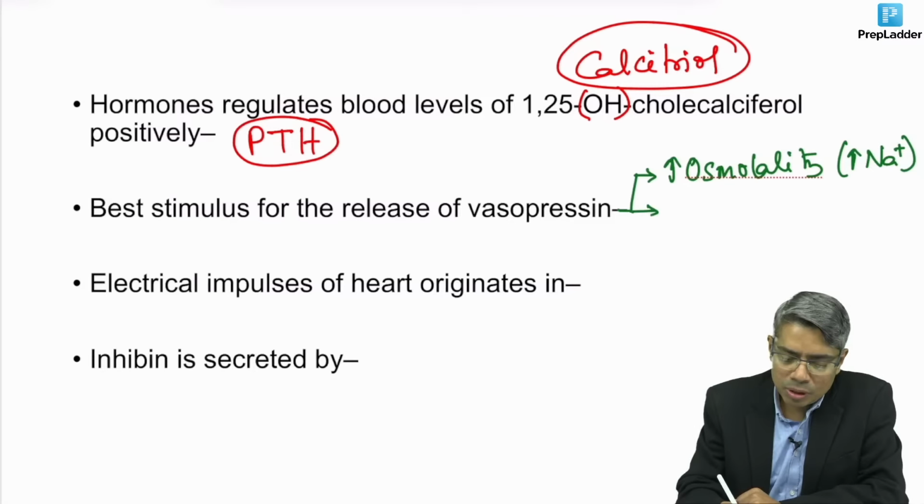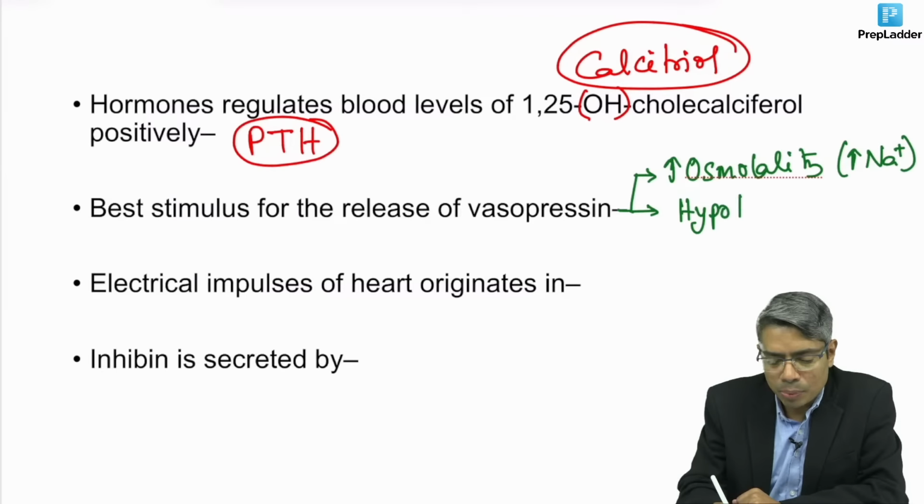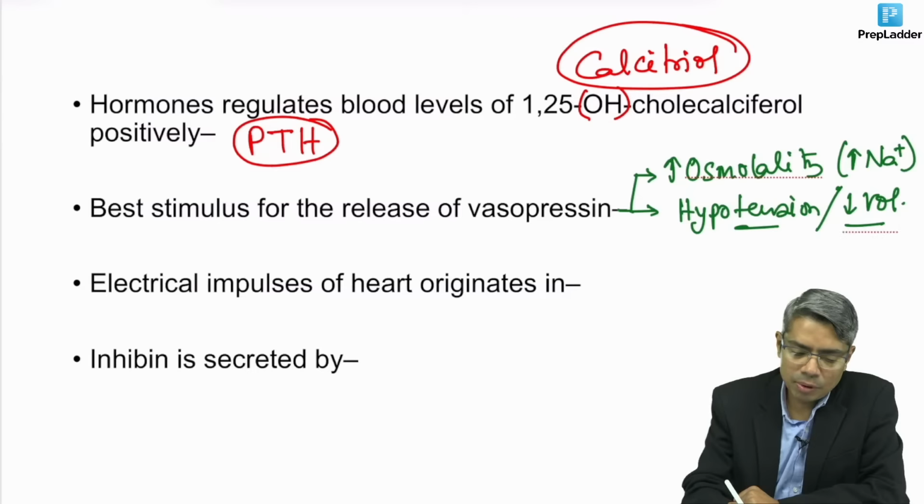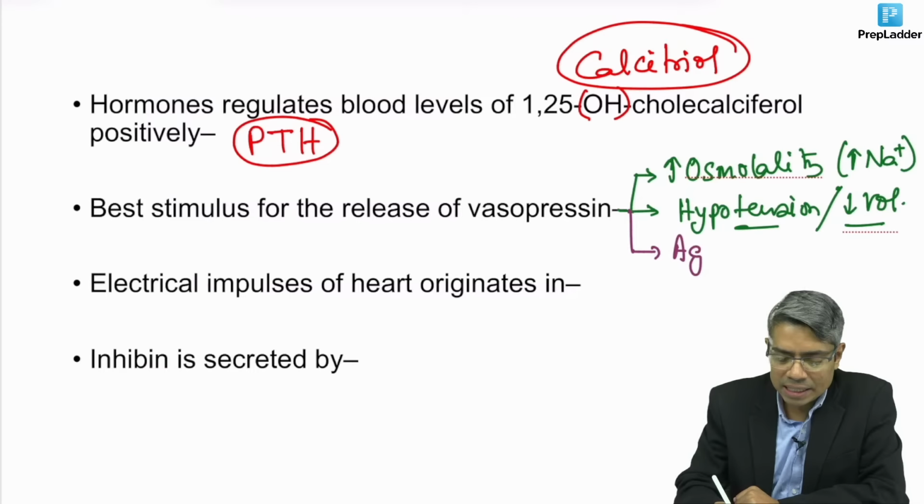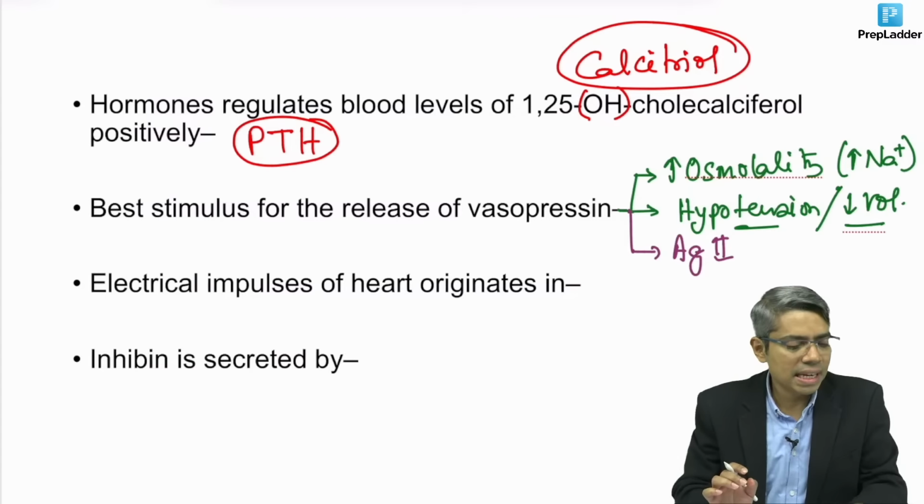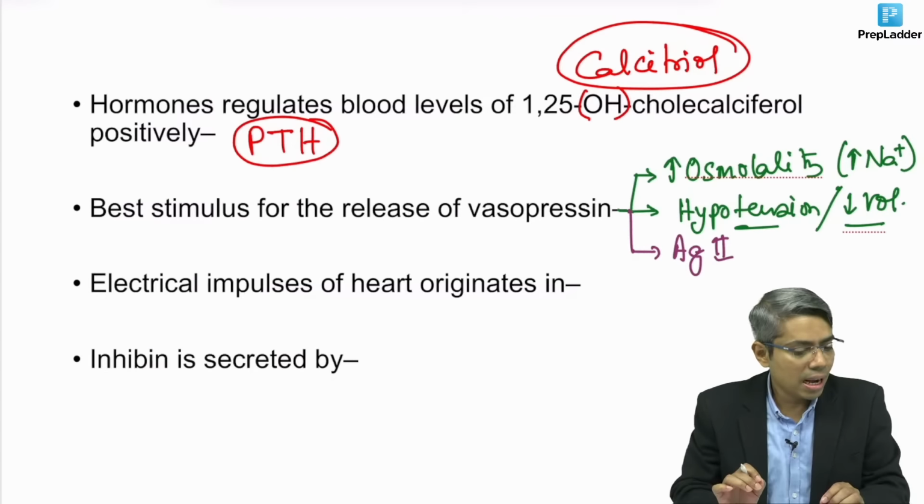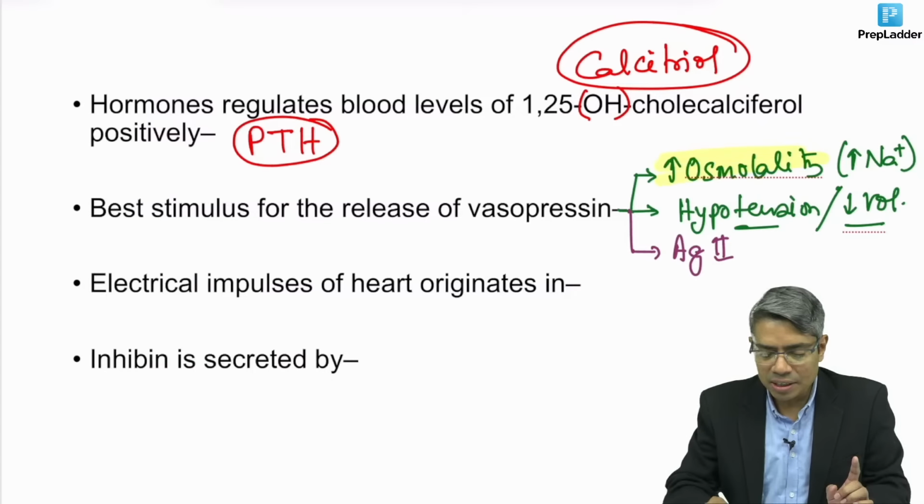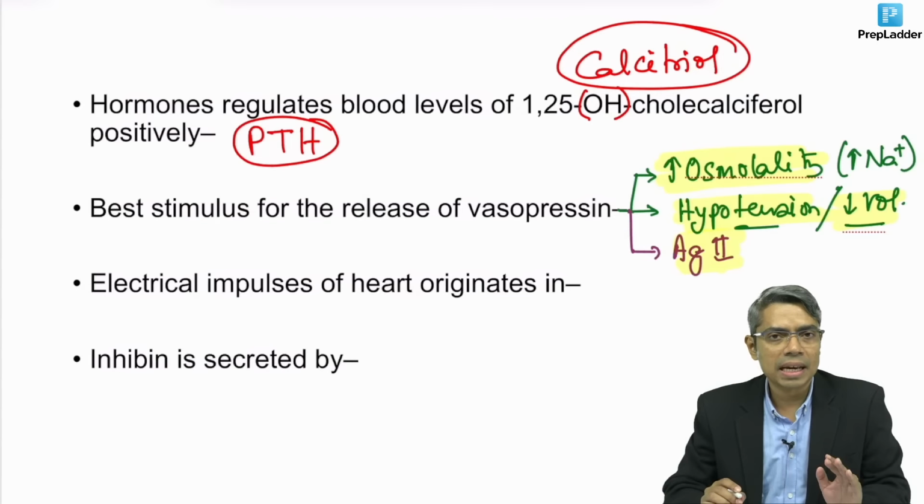Then the second thing you have to remember is that any cause of hypotension, hypovolemia, or decreased blood volume is also a stimulus for ADH secretion, because hypotension or decreased blood volume will stimulate the production of angiotensin II, and this angiotensin II is a stimulus for vasopressin or ADH release, okay. So, hypotension or hypovolemia, very important. Please remember that the most important stimulus for ADH secretion is increased osmolality. If that is not there in the options, then you go for hypotension or hypovolemia, because both of them are stimuli for angiotensin II.